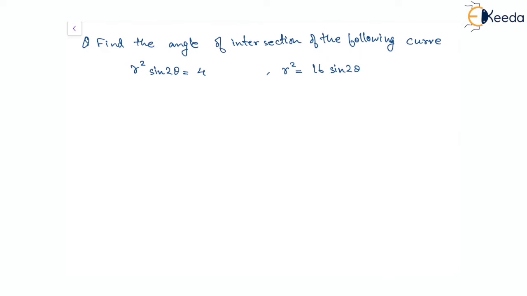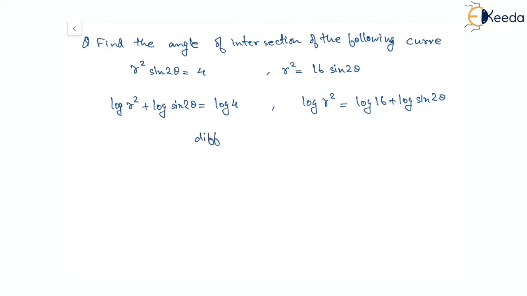Now, as per the regular procedure, first of all, we'll try to take log on both the sides and then differentiate it with respect to theta. So the first one will give us log of r square plus log of sine 2 theta equal to log of 4. The second one, log of r square equal to log of 16 plus log of sine 2 theta. So applying the product rule for the log, now if we differentiate both the sides with respect to theta, we'll see.